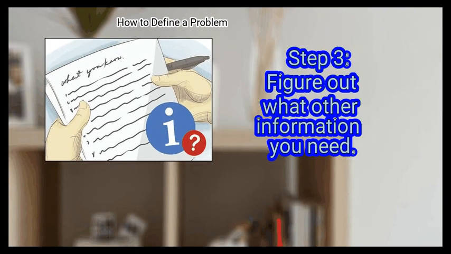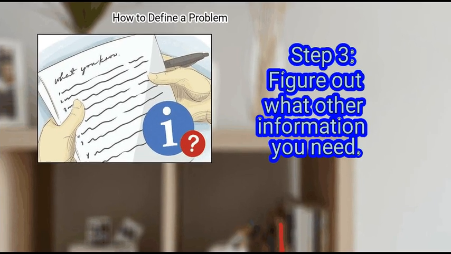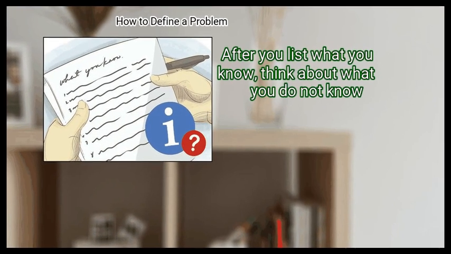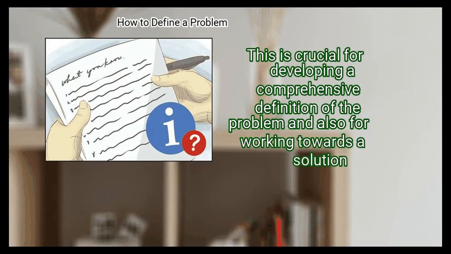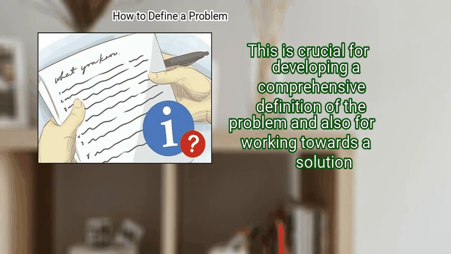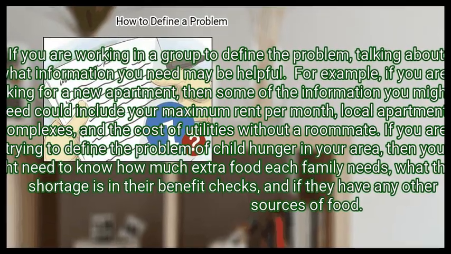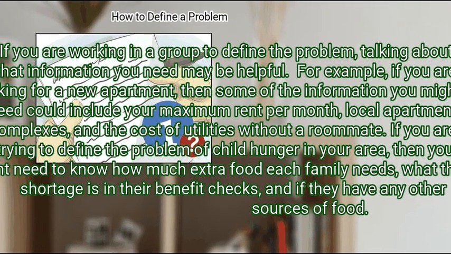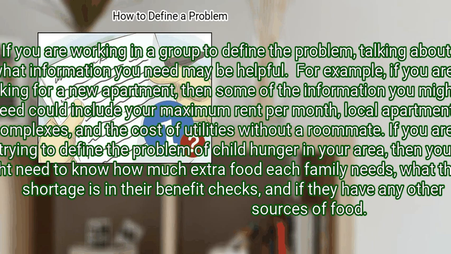Step 3. Figure out what other information you need. After you list what you know, think about what you do not know. This is crucial for developing a comprehensive definition of the problem and also for working towards a solution. If you are working in a group to define the problem, talking about what information you need may be helpful. For example, if you are looking for a new apartment, then some of the information you might need could include your maximum rent per month, local apartment complexes, and the cost of utilities without a roommate.